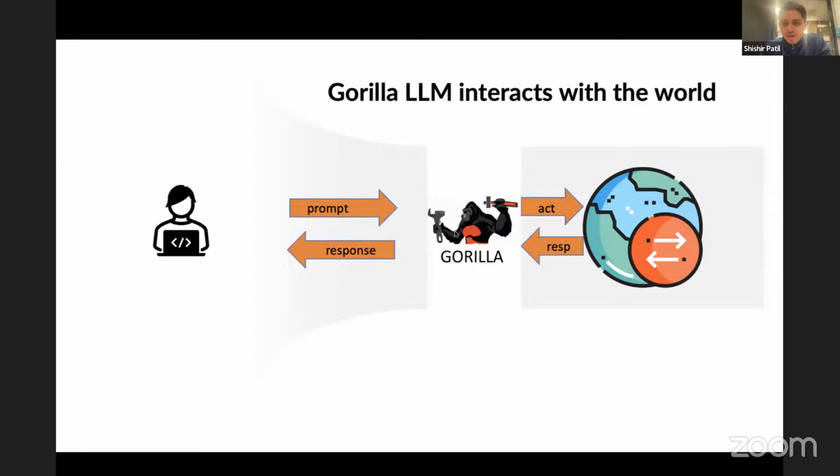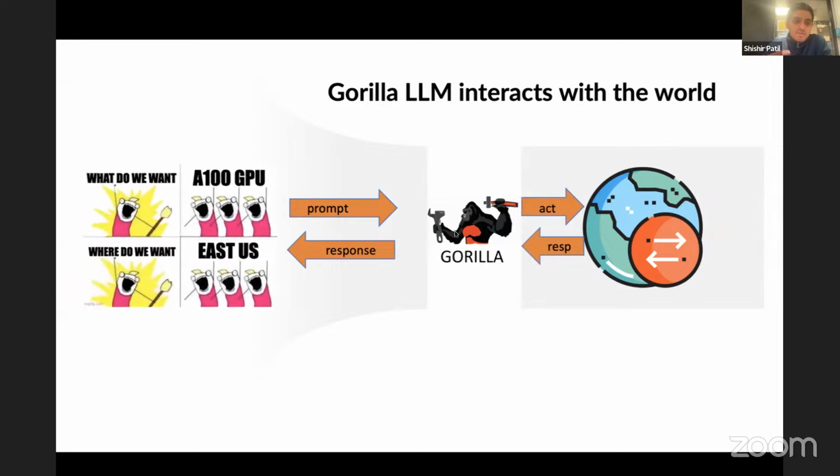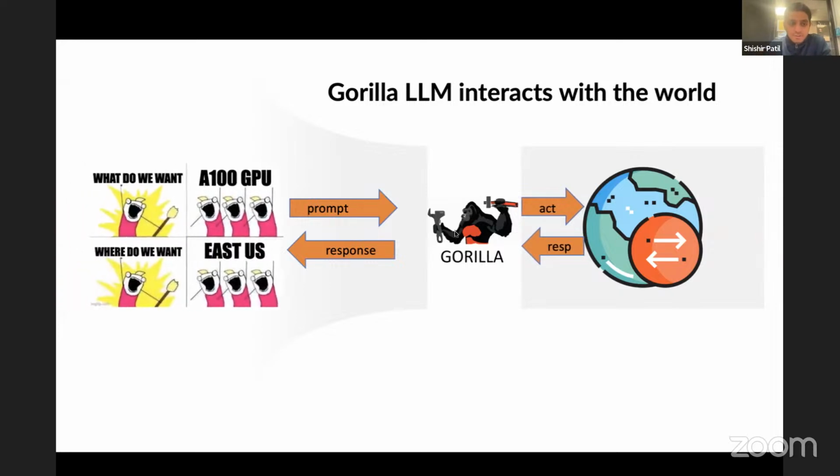So this is all too abstract. Let me take an example and then tell you how this works. Consider the scenario where we do a bunch of machine learning research. Suppose we say we want 800 GPUs in East US. Now, what Gorilla does is it first identifies that, okay, East US is how you name regions in Azure.